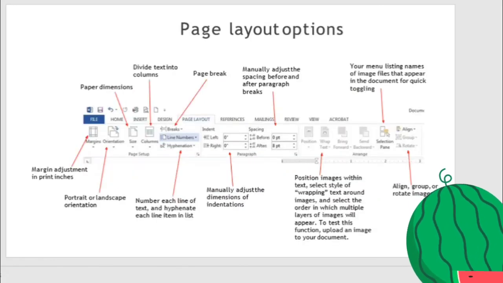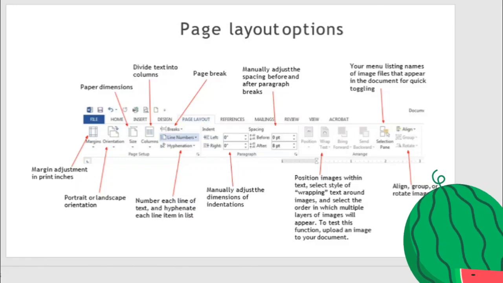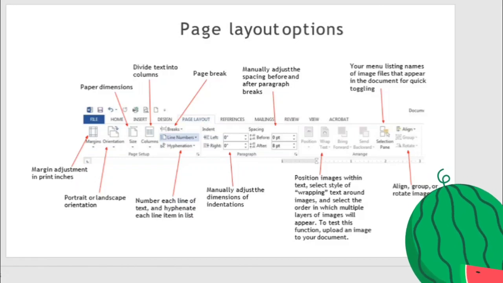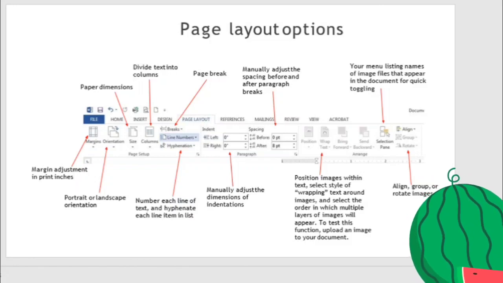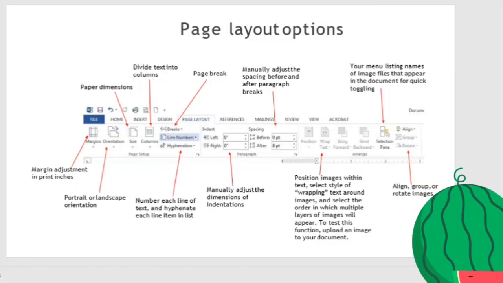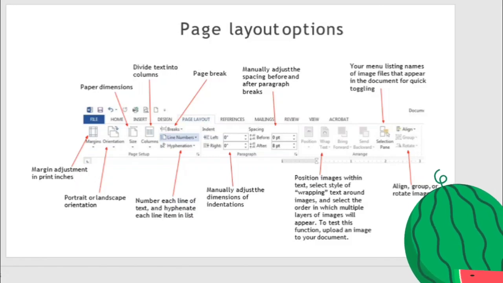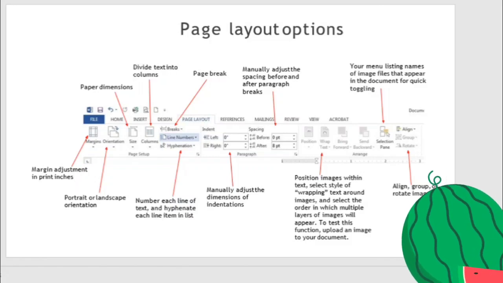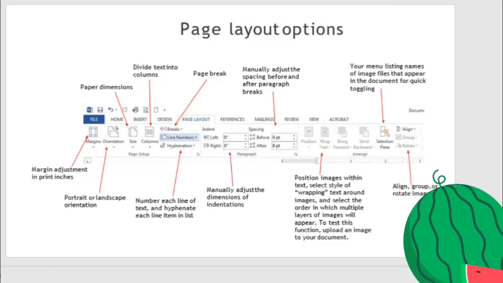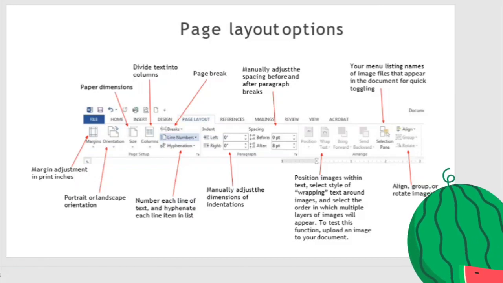Now let's go to the layout options. First, we need to determine the dimension of the page. What sort of size? Is it legal? Is it A4? Those sort of things. Short, long, A4, A3, A5. Now we can even divide the text into columns. How many columns you want?